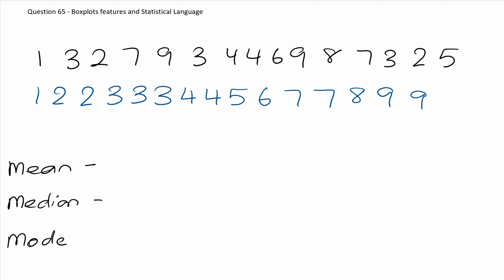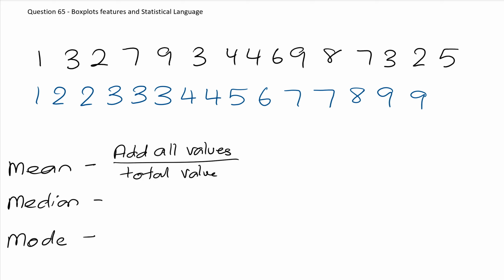So the mean is averaging out the values. So we add all the values together, add all values and you divide it by the total number of values that are there. And I'll show you an example of this very soon. So you take the sum of all the values and you divide it by the total number of values.